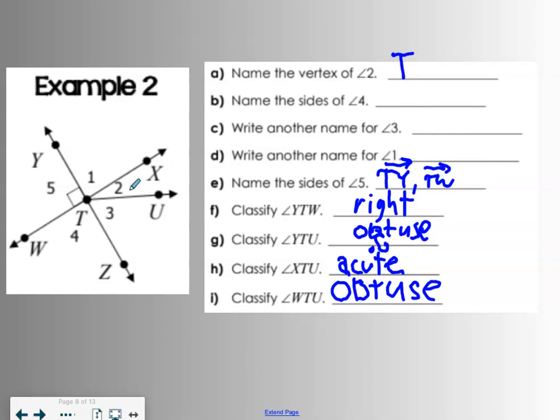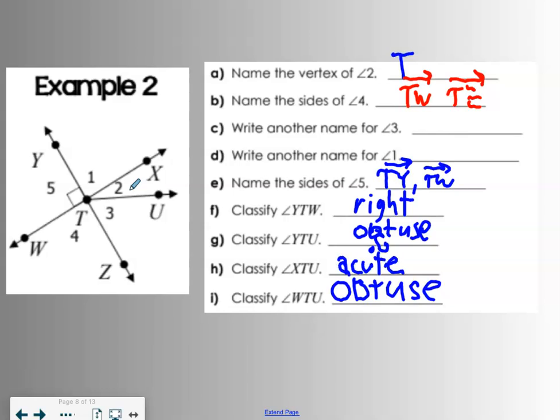YTW. Perfect. It is scary, I know. No one likes to walk in front of people. Name the sides of angle 4. Should be TW, TZ.